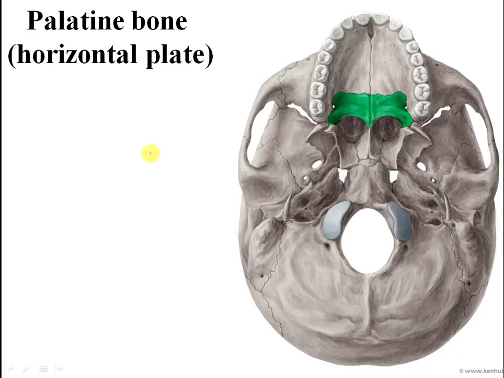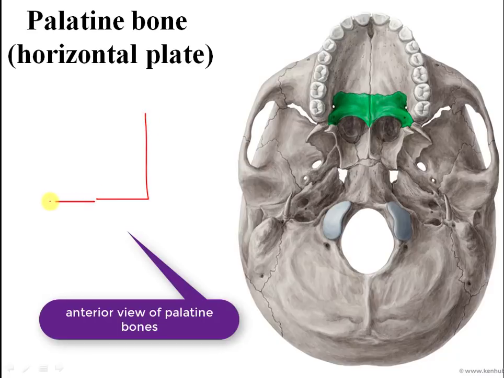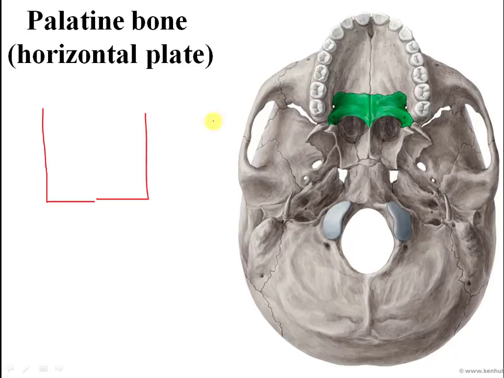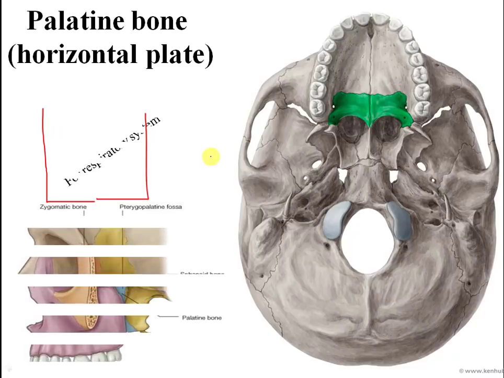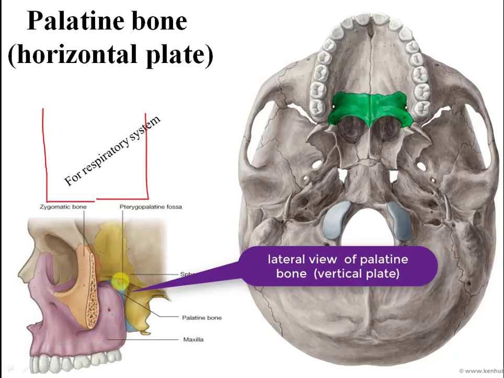The palatine bone has basically two processes. It has a horizontal plate and a vertical plate. So we have right and left palatine bones. The horizontal plates of the palatine bone participate in the formation of the hard palate. They form the posterior part of the hard palate. From this view, we can see the vertical plates of the palatine bone. The vertical plate here is in blue.